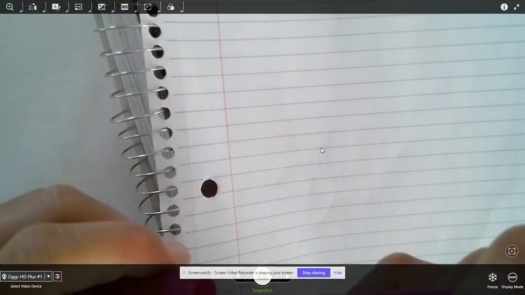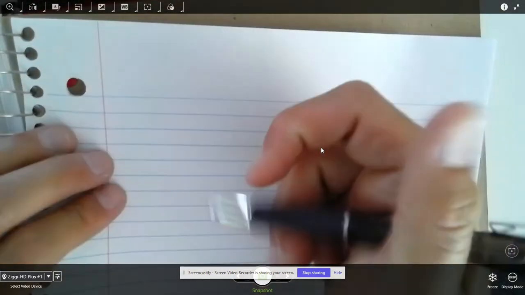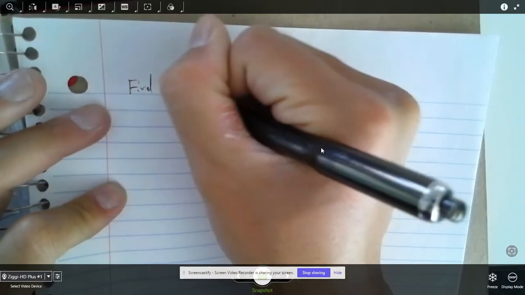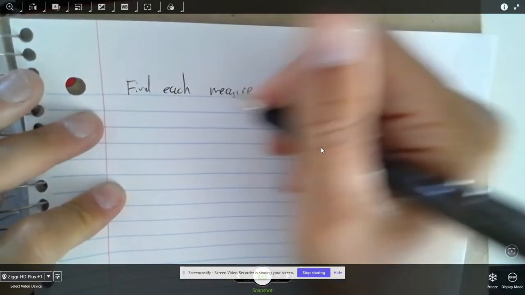We were dealing with all interior stuff. Okay, so now we're going to do some exterior work. What does that mean, Mr. Wee? So I'm going to say find each measure. A new set of problems now. And then here's the first one.